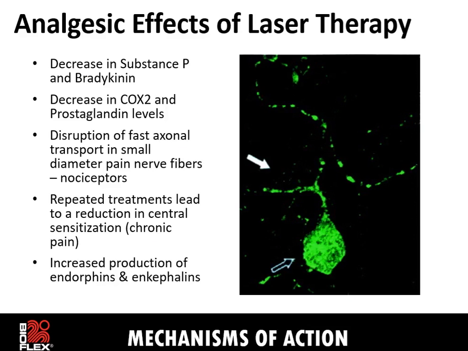Light therapy can also cause analgesic effects by different mechanisms, by decreasing substance P and bradykinin, as well as COX-2 and prostaglandin levels. It can actually disrupt the flow of axon transport in pain nerve fibers. So you can actually block, temporarily anyhow, the transmission of pain from nociceptor pain fibers. It can also play a role in central sensitization in chronic pain patients, and as I mentioned earlier, helps release endorphins and enkephalins to help with pain control.